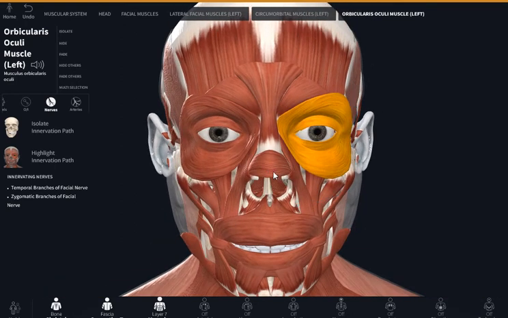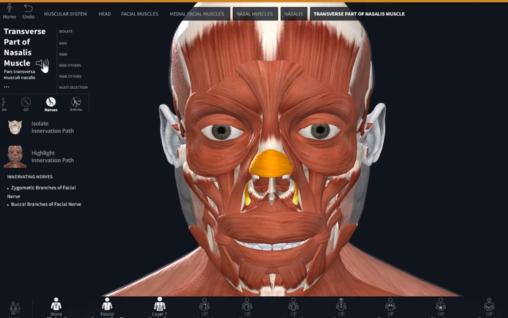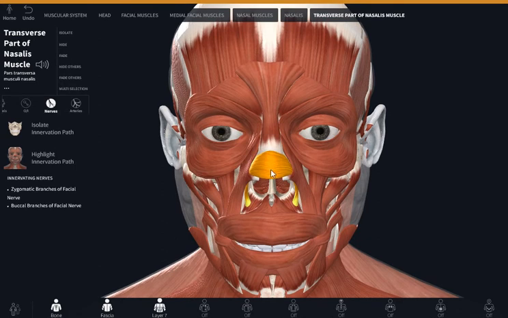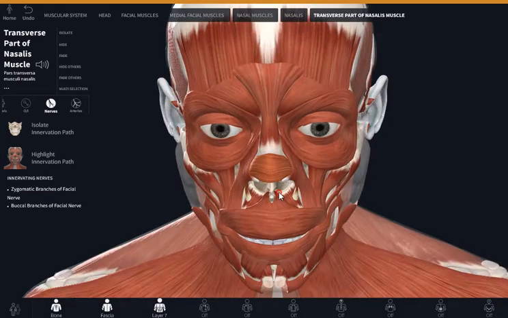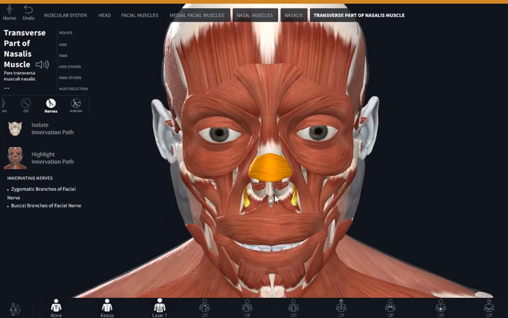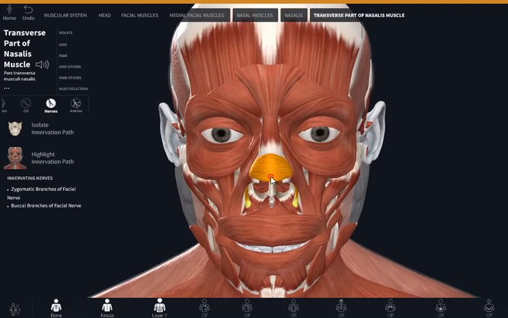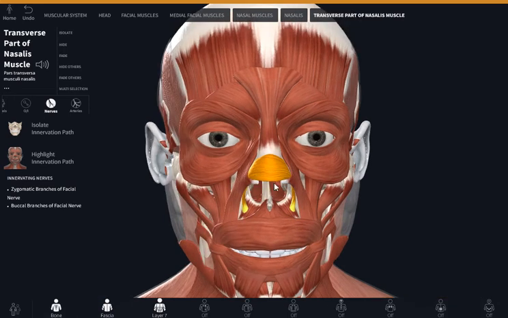This muscle here is called the transverse part of the nasalis, or even the nasalis muscle. The nasalis muscle consists of its transverse part and the alar part. The alar part is used to open your nose, while the transverse part is going to widen the nose. So these are the two actions. It originates at this level of the nose, and it inserts on the skin.